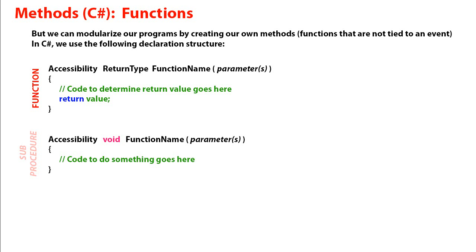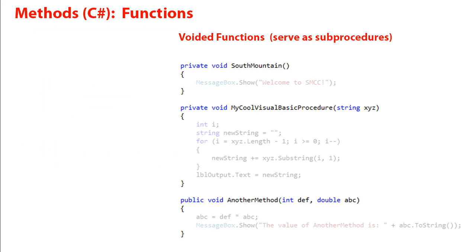Then there's the function name. And then after that is a list of parameters inside parentheses. And those parameters are optional. We could have a function without any parameters. We would still have the parentheses.